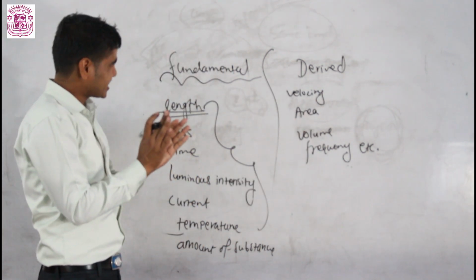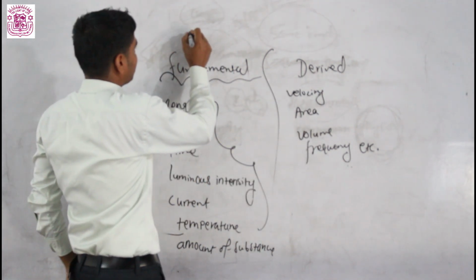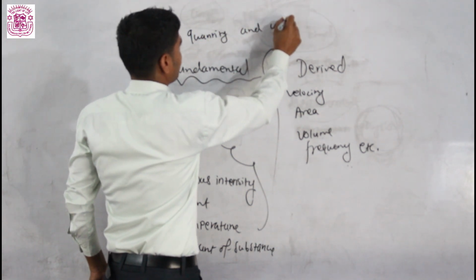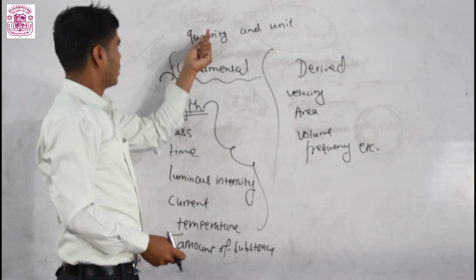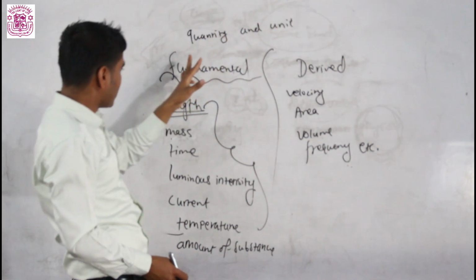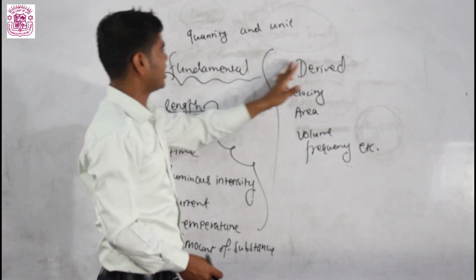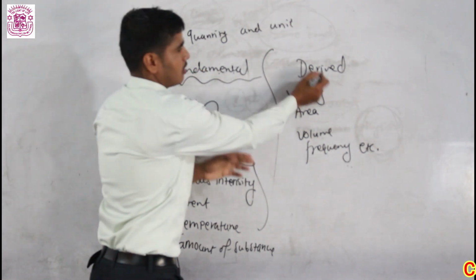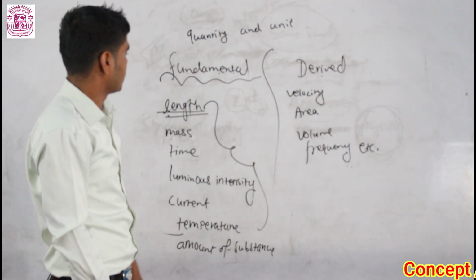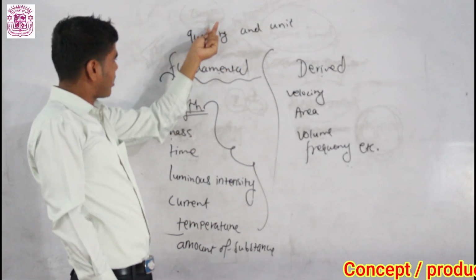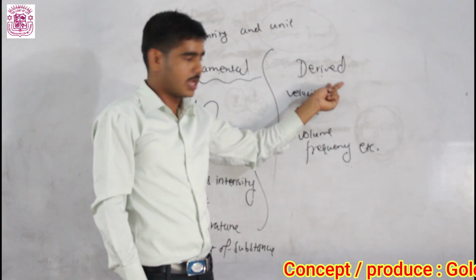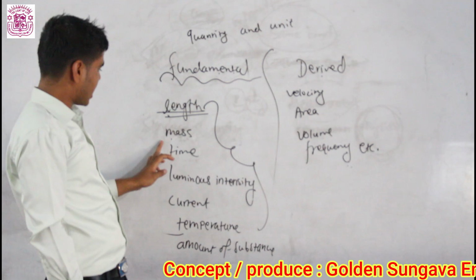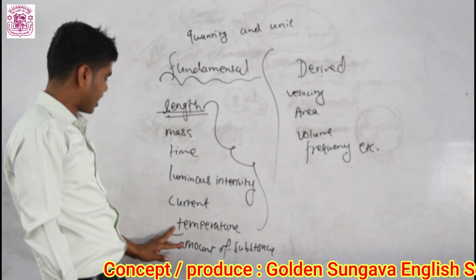Then let us know about the difference between quantity and unit. Sometimes you may be asked in the examination about quantity and unit. Sometimes you may be asked to differentiate between fundamental quantity and derived quantity. And sometimes you may be asked the difference between fundamental unit and derived unit. What will you write here? If you are asked the difference between fundamental quantity and derived quantity, at that time you will use length, mass, time, luminous intensity, current, temperature, amount of substance.